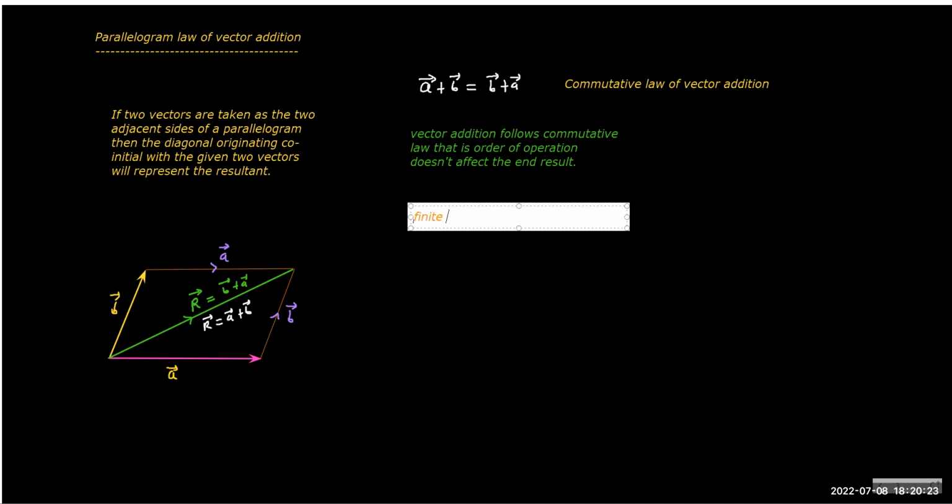Finite angles do not follow the commutative law of vector addition, whereas elementary angles follow it. I will prove it practically. So you all will help me in proving this.